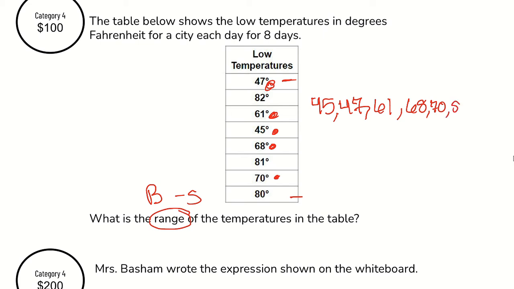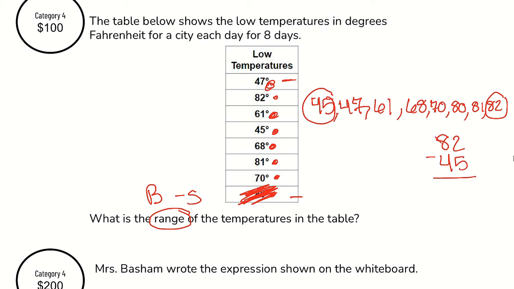Then 80. And notice how Miss Basham is putting dots so she knows which one she used. It's really confusing if you don't cross out or put something there so you know which ones you used. If I scribble it out and then I mess it up, then I can't see it. So I see that 82 is my biggest. I see that 45 is my smallest. So now it's just a simple subtraction problem. But it's also real easy to mess these up if you don't use the right numbers.